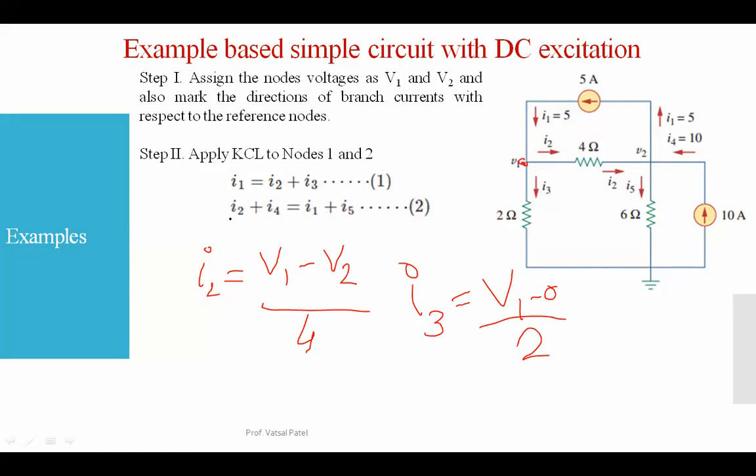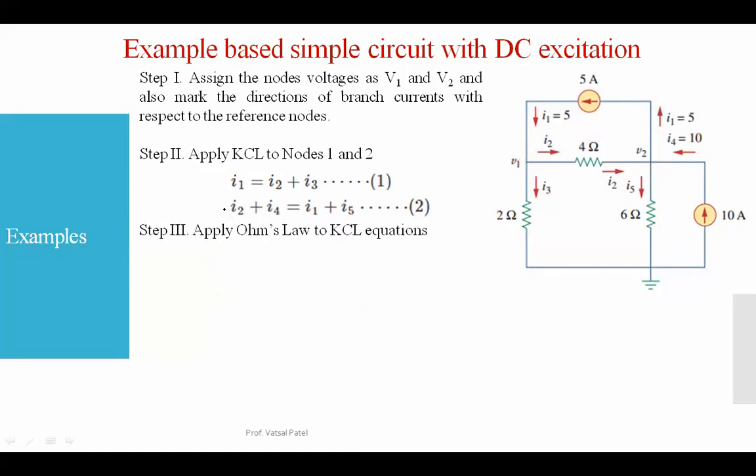So I1 you have already, you can put these values into equation number 1. Same thing, you can identify for the second equation here. So when you put this current value in terms of Ohm's law, the third step you can apply the Ohm's law to the KCL equation. So at node number 1, when you write I1 is equal to I2 plus I3, I1 that you have already is 5 ampere, it is equal to I2, which is V1 minus V2 divided by 4, and I3 is equal to V1 minus 0 divided by 2. So that is applied on node number 1.